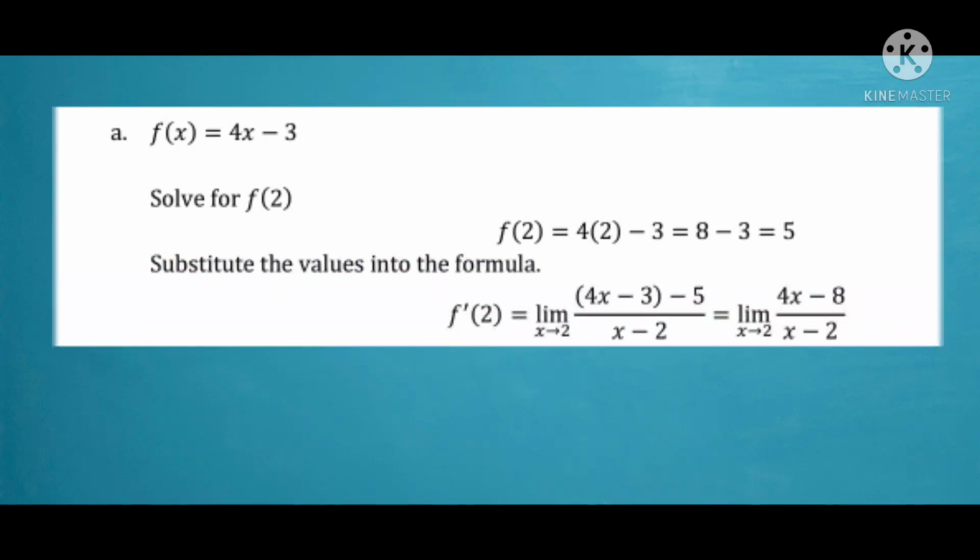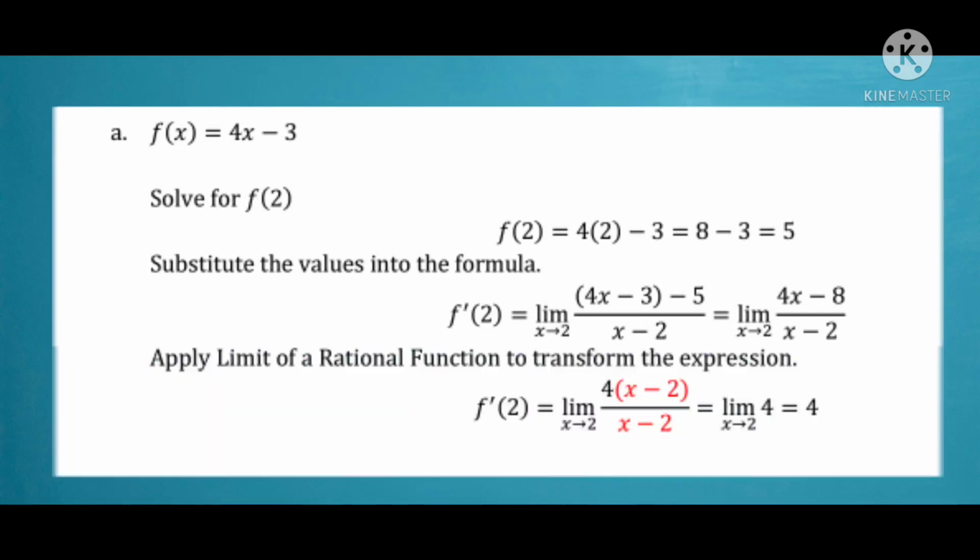Then after that, we will substitute the values doon sa formula natin. This quantity is the f of x. This one is f of x sub 0. This is x, and this one naman is our x sub 0. At pag sinimplify natin yung numerator, we get 4x minus 8. Then, pwede nating isimplify yung expression. It becomes 4. Now, the limit of 4 as x approaches 2 is equal to 4. So, the derivative of this linear function is 4, which is equal doon sa kanyang slope.